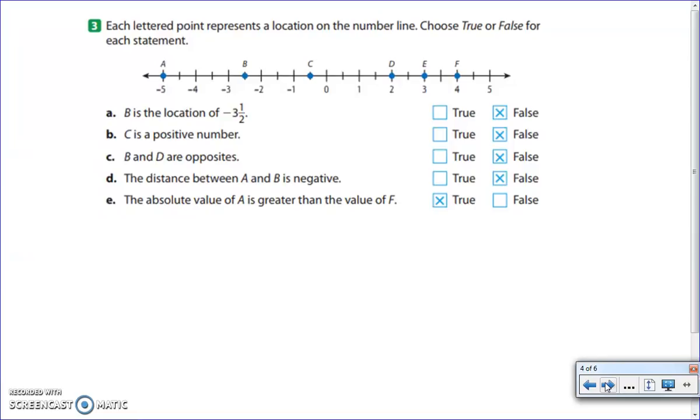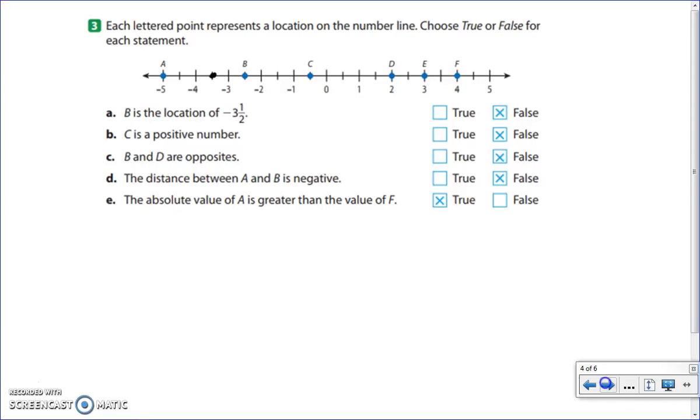Number 3 says, each letter point represents a location on the number line. Choose true or false for each statement. Part A says B is at the location of negative 3 and 1/2. This is something that's commonly misunderstood because a lot of students think, oh, okay, well, here's negative 3 and then a half more than that. That would be there at B. Unfortunately, though, negative 3 and 1/2 would be somewhere between negative 3 and negative 4.